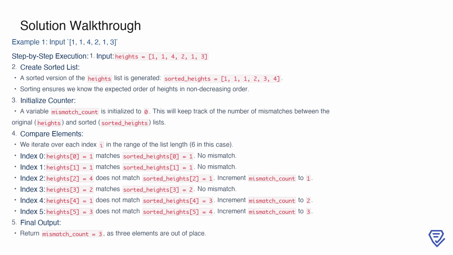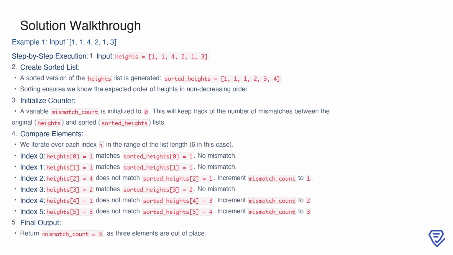After that, we iterate through the list, comparing each element in the original list with the corresponding element in the sorted list. At index 0, both values are 1, so there's no mismatch. The same goes for index 1. At index 2, however, we find that the original value is 4, while the sorted value is 1, so we increment the mismatch count to 1. Similarly, at index 4, the values are 1 and 3, and at index 5, the values are 3 and 4, leading to 2 more increments.